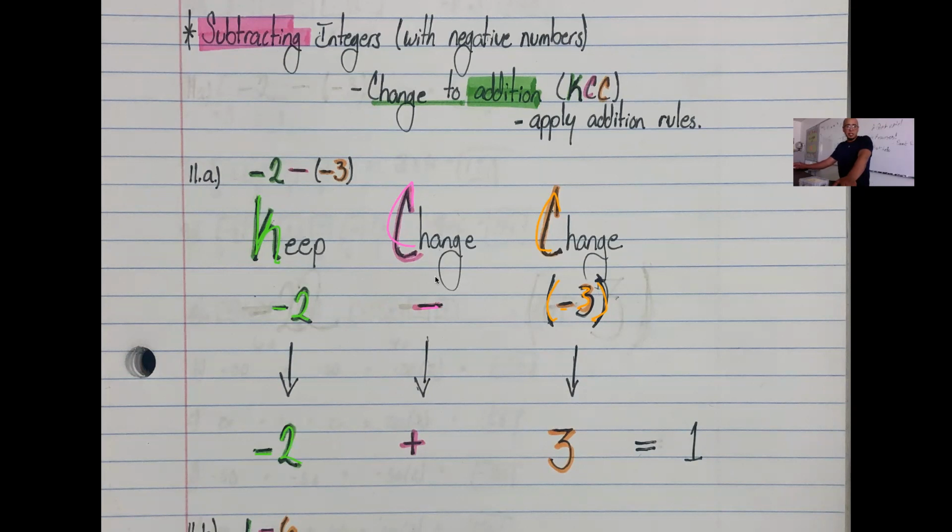Next, ladies and gentlemen, we're going to change the operation to its opposite. So since we are subtracting, we're going to change to its opposite, which is addition. So we change it to addition. And finally, we're going to change the second number to its opposite. So here, since we have -3, the opposite of -3 is +3. So that's going to leave us with +3. Our new problem now reads -2 plus +3.